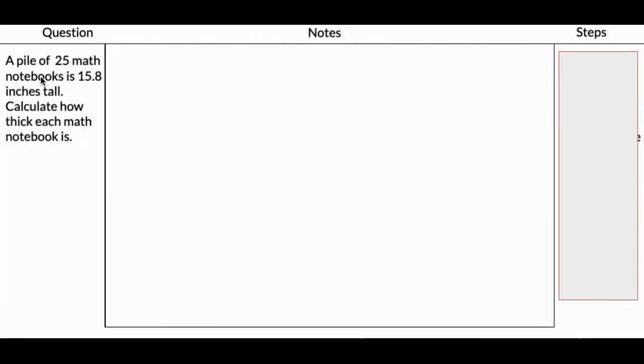A pile of 25 math notebooks is 15.8 inches tall. Calculate how thick each math notebook is. I'll give you a second to pause it here and work through this problem, and then I will go through it with you.